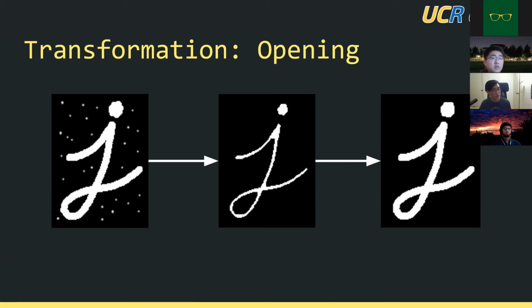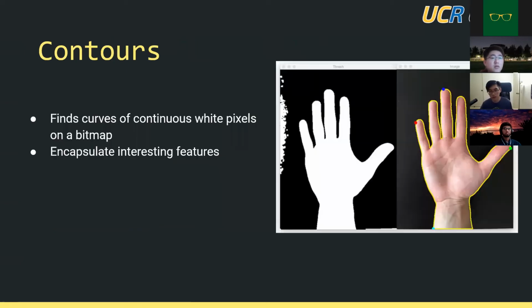Okay, cool. So moving on to contours. So we have our bitmap, right? So we have our filled in outline. In this case, it's a hand. And well, we need to find where that outline is exactly.